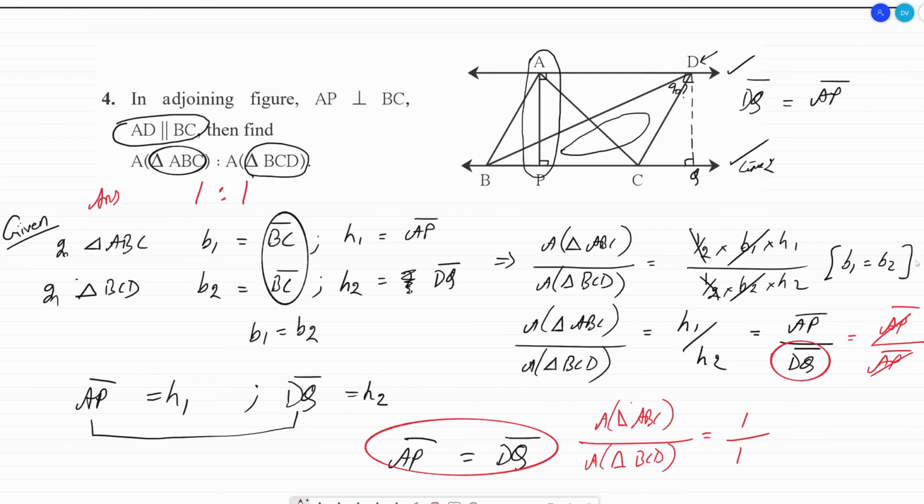So basically what we understand here is, if there are two triangles and their bases are equal and their heights are equal, then the areas of both the triangles are equal. The shape may be different, but the areas will be the same. This is what we learn from this problem.